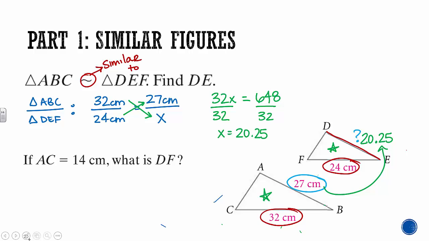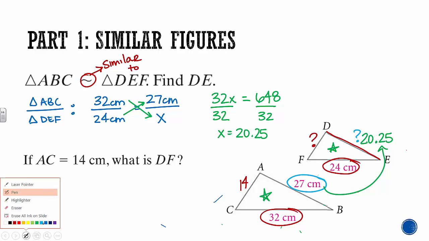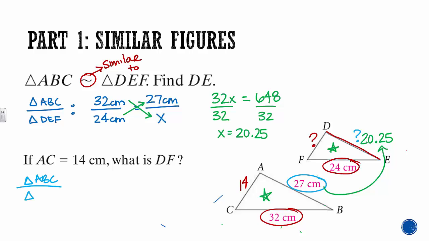Then they tell us one more piece of information. They tell us that the distance from A to C over here is 14, and this time we need to find D to F. So we can do the same thing. We can set up the same kind of proportion. Let's talk about triangle ABC first, divided by triangle DEF. So 14 is the side here, and it has to be proportional to triangle DEF right there, the matching side.